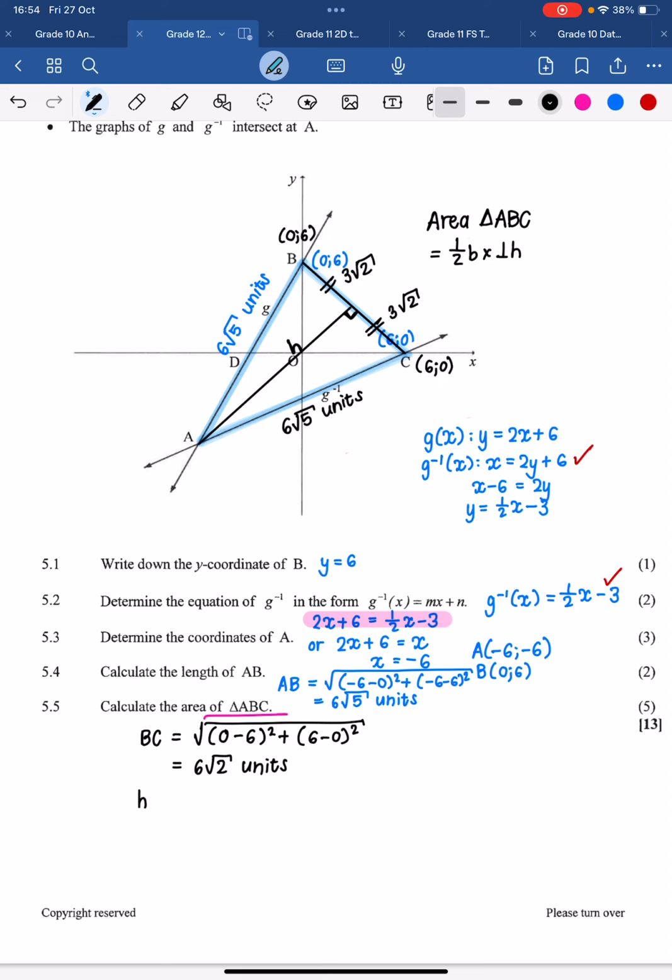So I'm going to say h squared is equal to hypotenuse squared minus that side squared. Sorry, I don't know what's going on with this pen. Reason, Pythagoras. I think the battery on my pen is maybe running out. Yes, I see, thank you. So h is going to be 9 root 2 units.